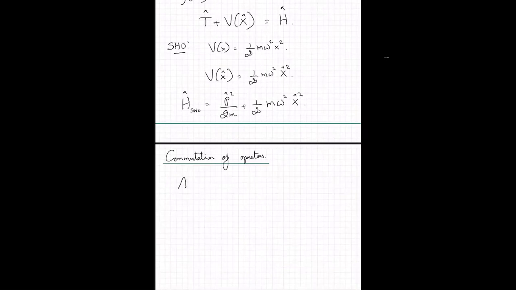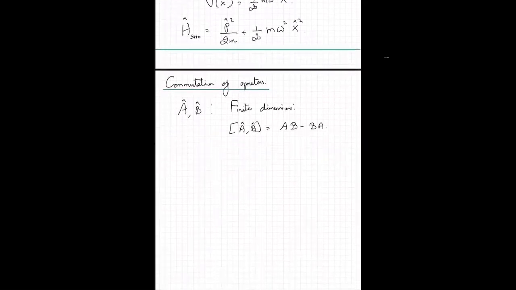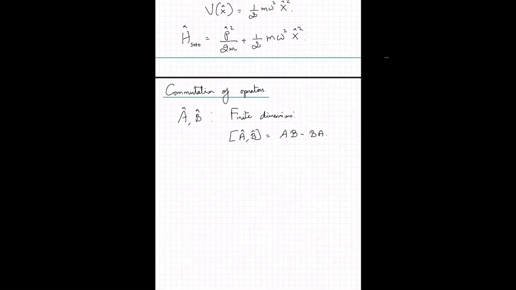Suppose you have two operators A and B in finite dimensions. You look at the matrix formulation of A and B and simply calculate the commutator, which is equal to the product of the two matrices AB minus the product of the two matrices BA. Okay? Now the definition is also the same in function space, except that I don't have matrices because these are all infinite dimensional spaces. So I need to understand how to calculate this commutator. The first and the most important commutator that we have to calculate is the commutator of X and P.